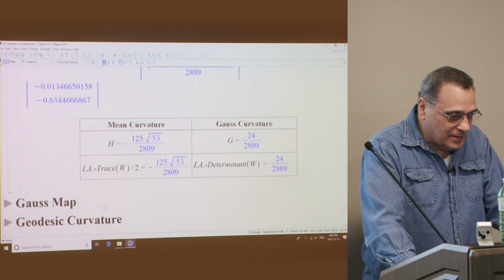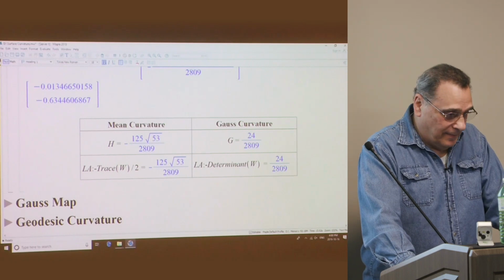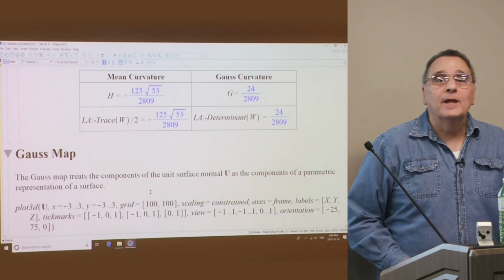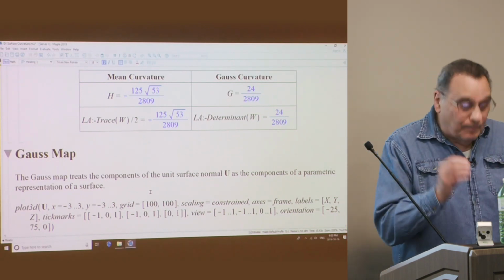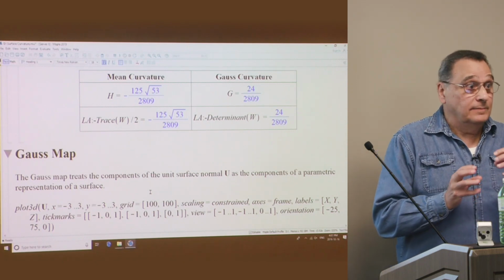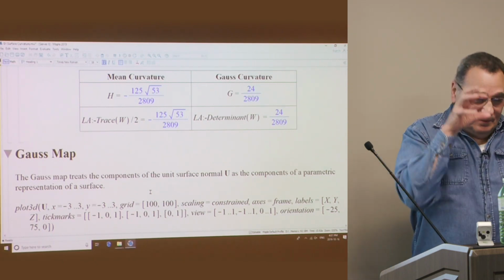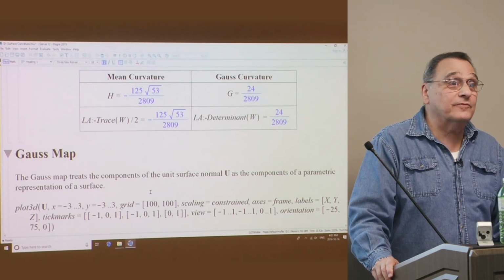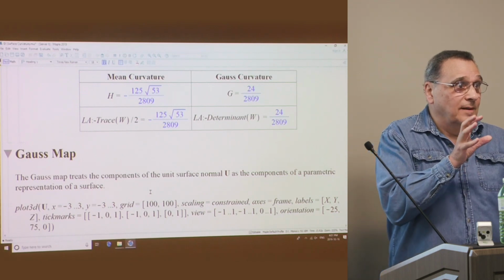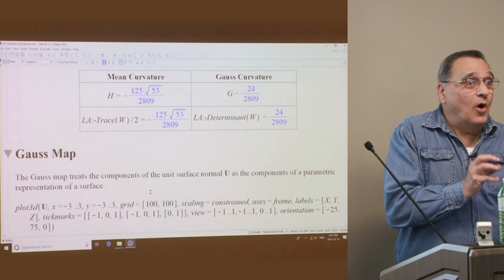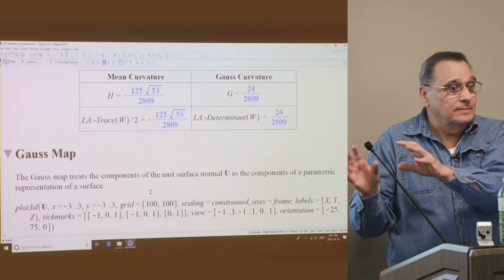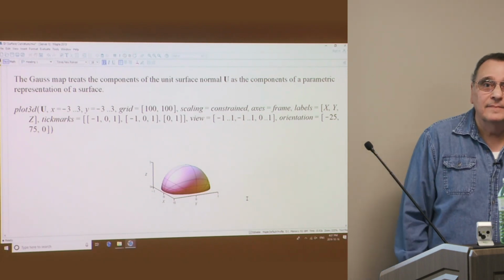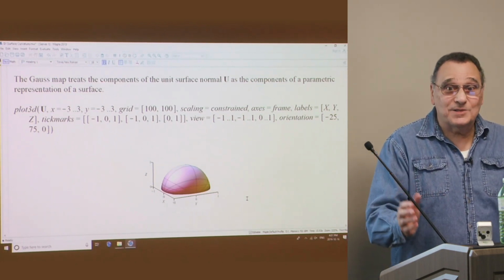Now there's another thing that shows up here called the Gauss map. The Gauss map says treat the coordinates, or the components, of that unit normal, okay, you have three chunks, as the parametric representation of a surface. So you are mapping that normal vector to a surface. What does that look like? There you go. The sphere. And that's what they tell you it's supposed to look like.